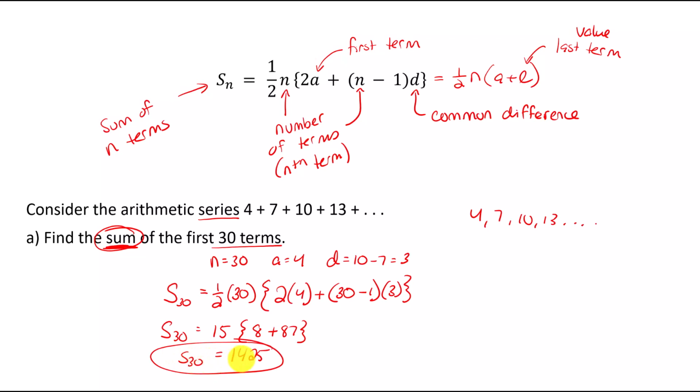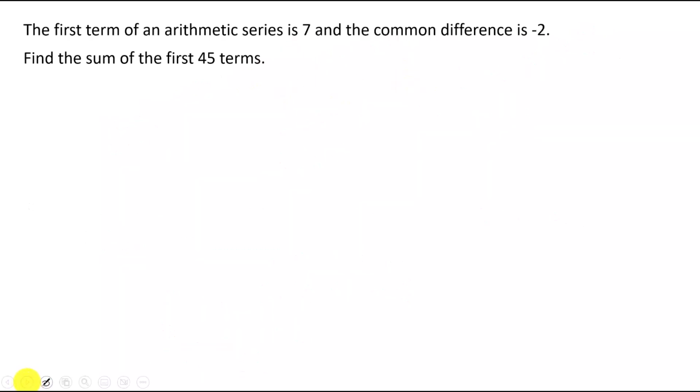So when I add 30 terms together, I get 1,429. If I kept going and found all of these terms to the 30th and then added them all together, I would get 1,425. And so it's nice to have this formula to not have to do that. Okay, so I want you to take a minute and try this problem. Identify the information you have, plug it into your formula, and then check your answer with me.